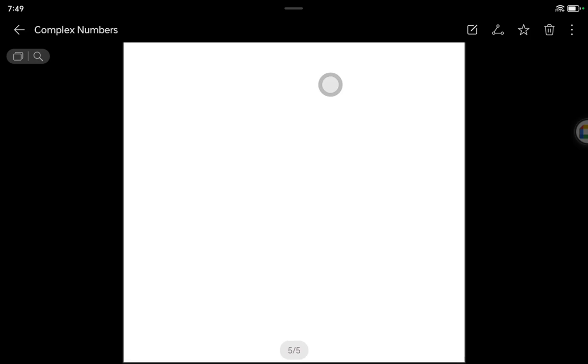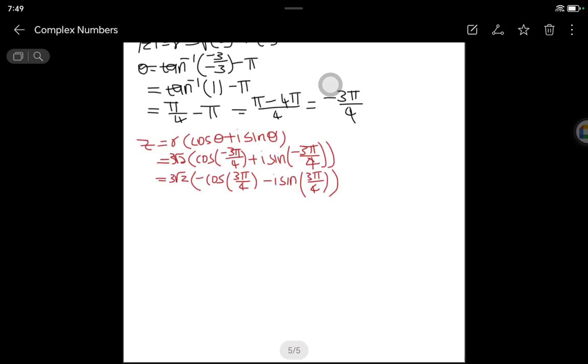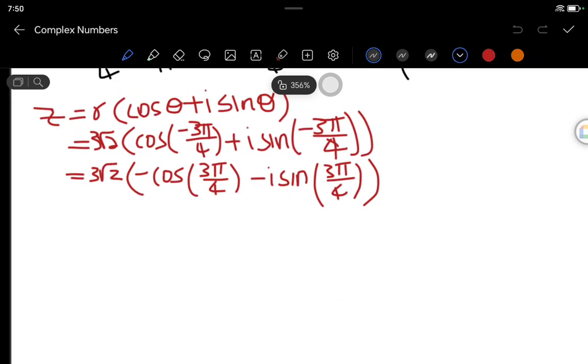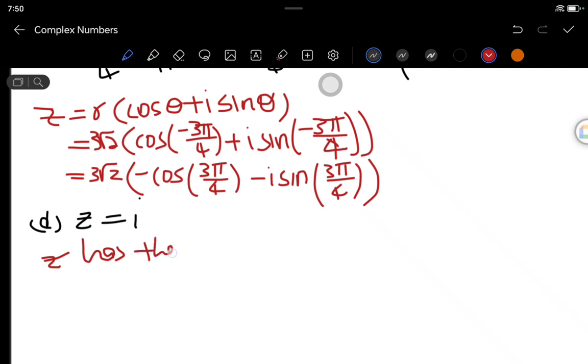Now we have z is equal to i. This one will be very important. This is D. We're given z is equal to i. So here we're going to come and say that z has the ordered pair of z is 0, 1. Because this is i, remember, right now. So our a is 0, our b is 1.